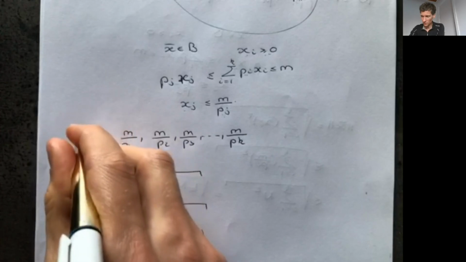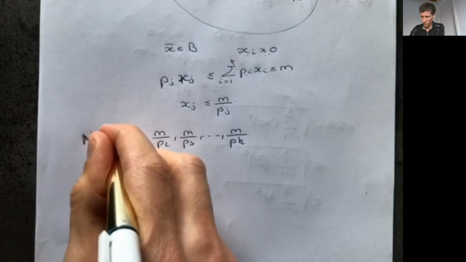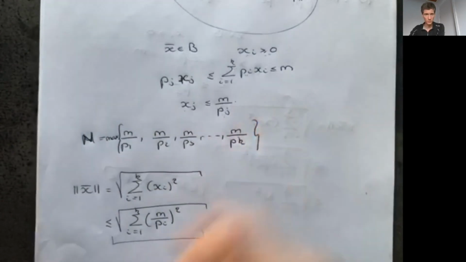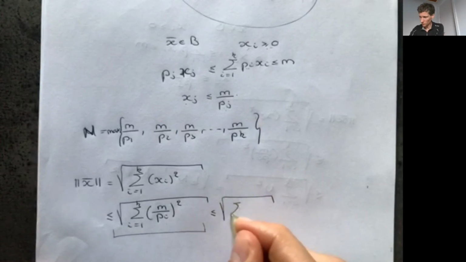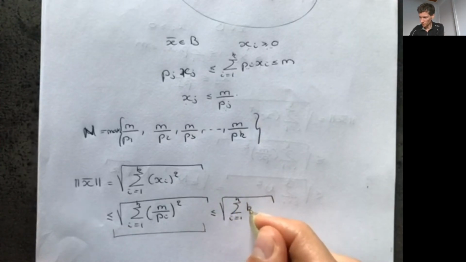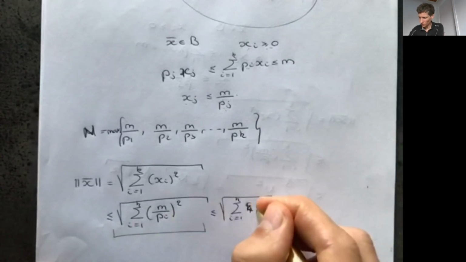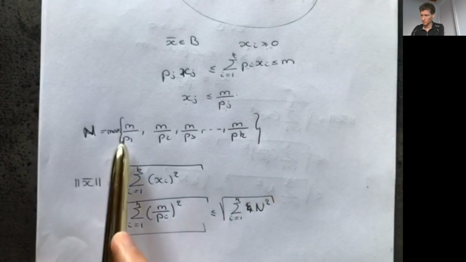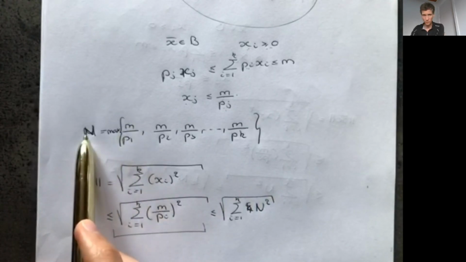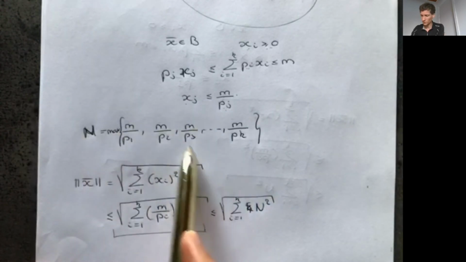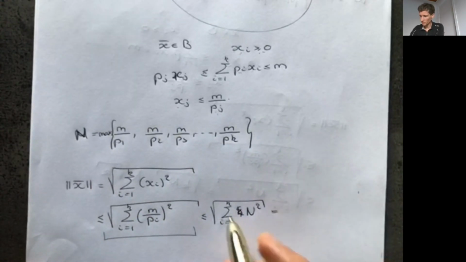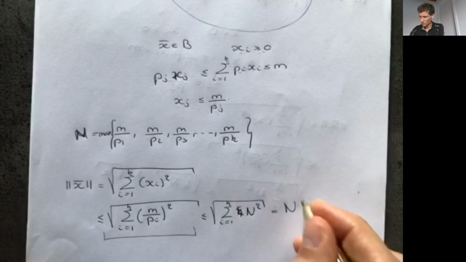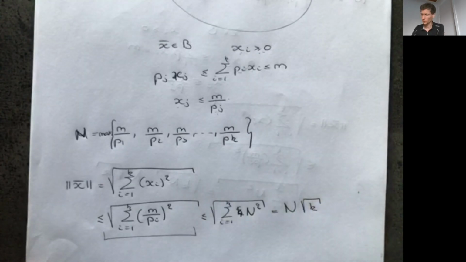But you can simplify it a little bit further. Let's, for example, set n to be equal to the maximum of all these numbers. Then you know that this is smaller or equal to the square root of the sum from 1 to k of n squared, because m over p1 is lower or equal to n, m over p2 is lower or equal to n, and so on. They're all non-negative, so this is less or equal to this. If you calculate this, we can put n outside of the summation and the square root, and then you multiply by the square root of k.